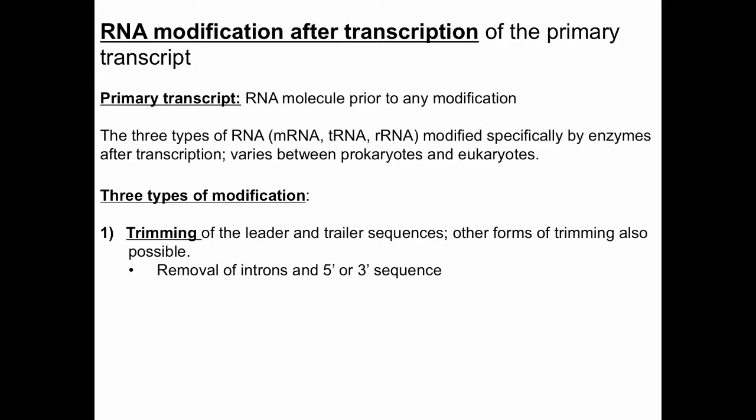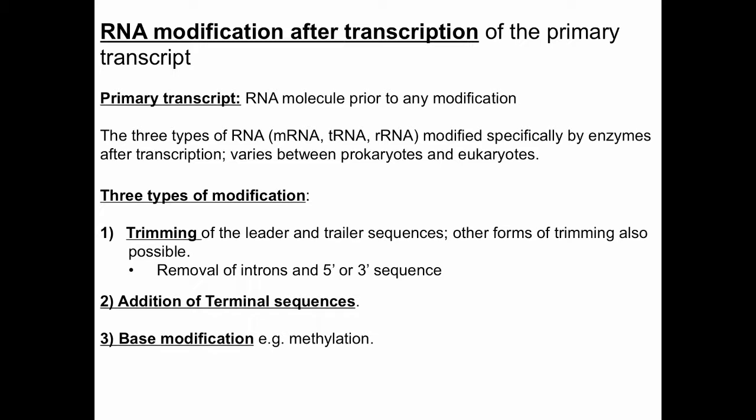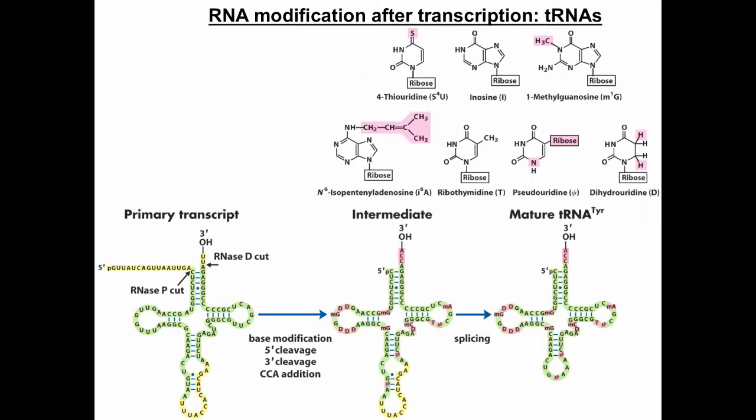There are essentially 3 types of modification. There is trimming of the transcript, so usually there are leader and trailer sequences that are cut off, and there's also the removal of introns. There are additional terminal sequences as well as base modification, so there can be, for example, methylation of the base. Once the transcript has been completely modified, this produces the mature transcript.